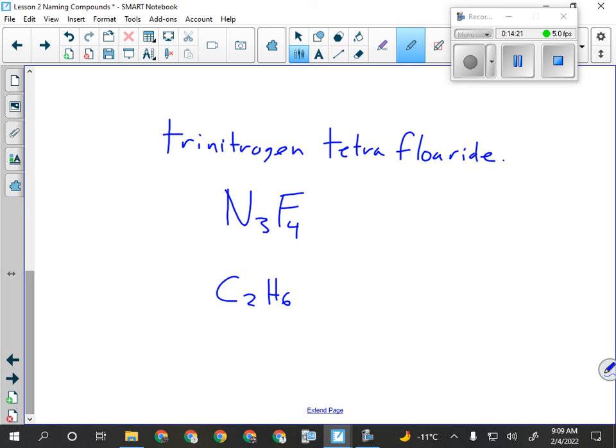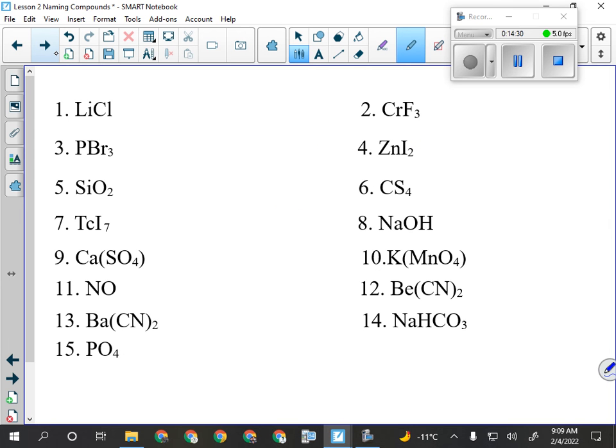All right, everybody good with how to do the formulas for those? You just use the prefixes, they tell you what number to write, you write the numbers. Pretty straightforward. All right, so here's a mix. Some of these are ionic, some of them are molecular, some need Roman numerals.